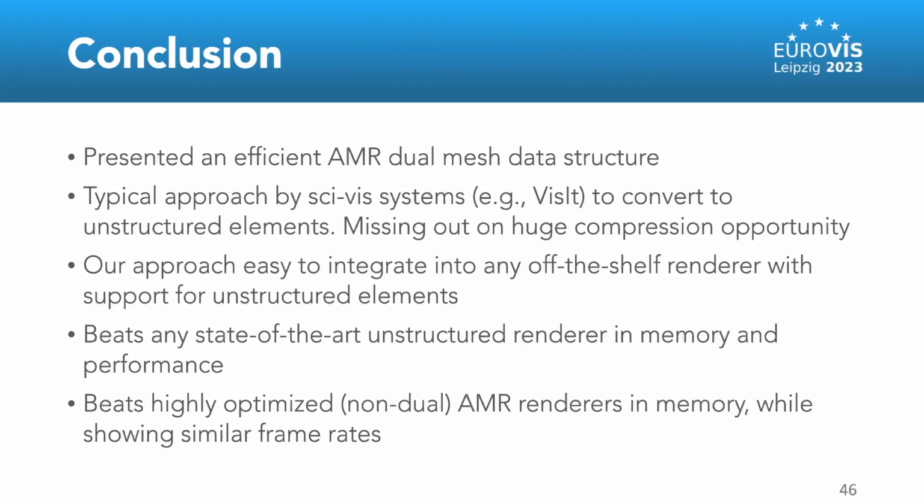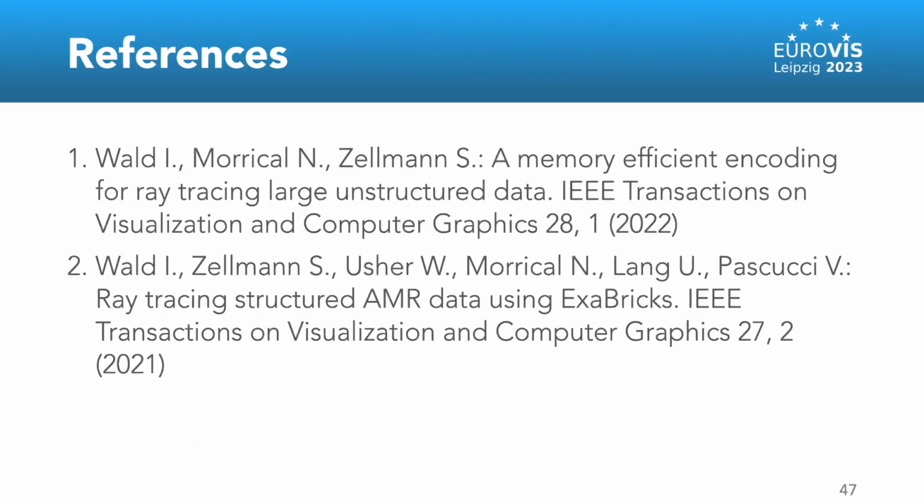We can show that we beat any such unstructured renderer, but we also showed that we're highly competitive against optimized non-dual mesh AMR renderers, both in terms of memory consumption, where we were actually able to beat them, and in terms of frame rate, where we are able to render with performance in the same ballpark as those renderers do. Finally, here are the references we compared against: Wald's memory-efficient encoding for ray tracing large unstructured data, which is a compressed unstructured element renderer, and we compared against Hexabricks, which was a publication at IEEE Vis in 2022.